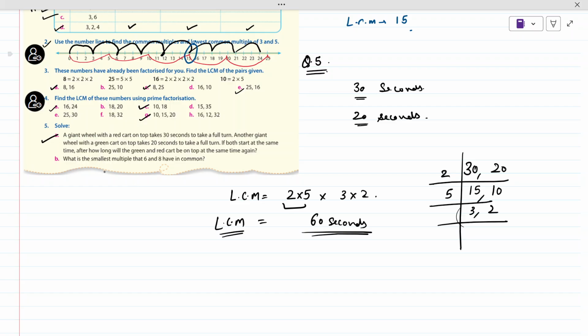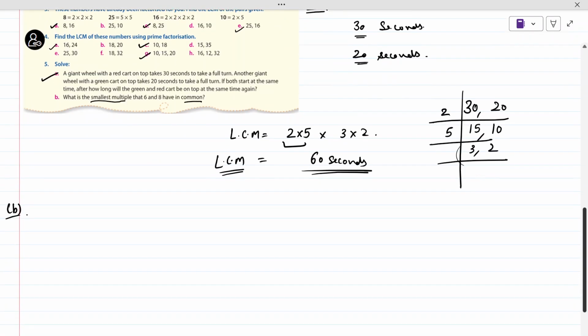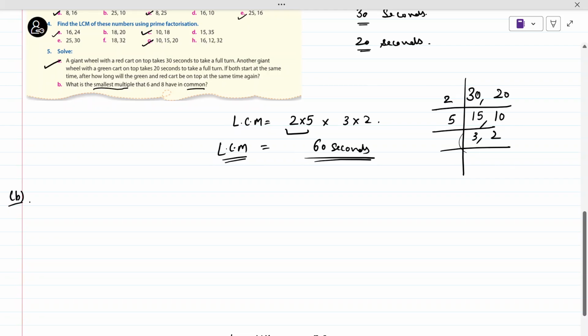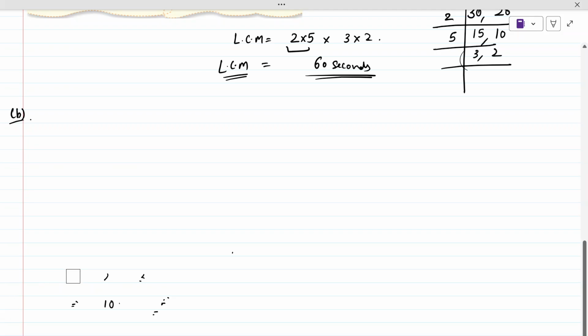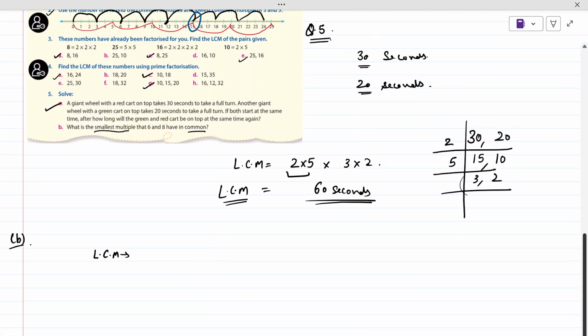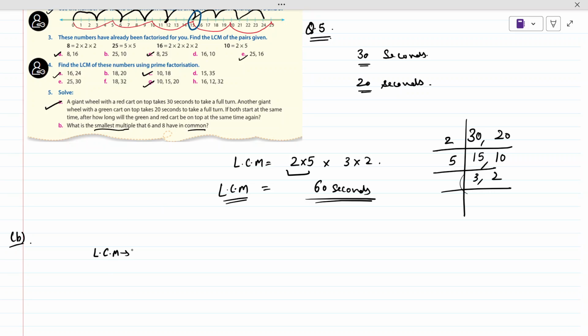Next is, what is the smallest multiple that 6 and 8 have in common? So the smallest multiple and common also. That means we are talking about the least common multiple of 6 and 8. That is, we have to find what is the LCM of 6 and 8. Let me erase this, kids. So by now, I hope that you have understood fully how we have to find the LCM using all the methods. Okay. Now in this question, we have to find the LCM of 6 and 8. Okay. So let us do it fast.